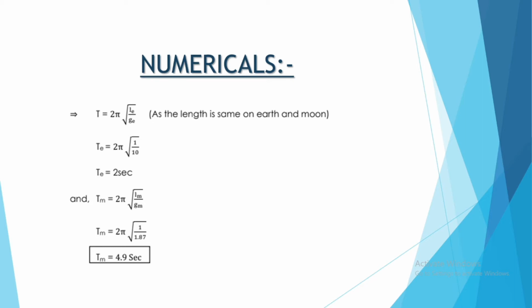For Earth we'll use 2 pi under root 1 upon 10, which is equal to 2 seconds. And for Moon we'll use the same formula, 2 pi under root L upon G, 2 pi under root 1 upon 1.67, which is 4.9 seconds.